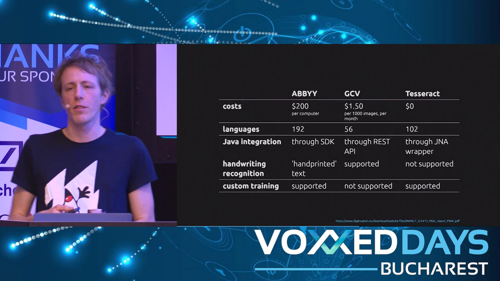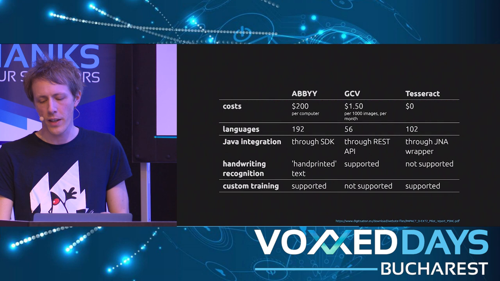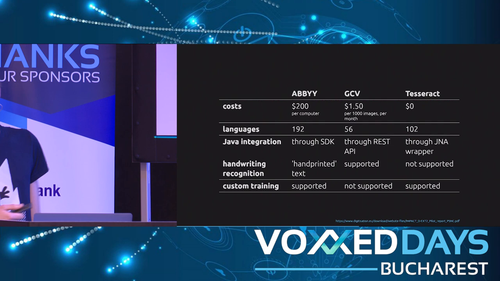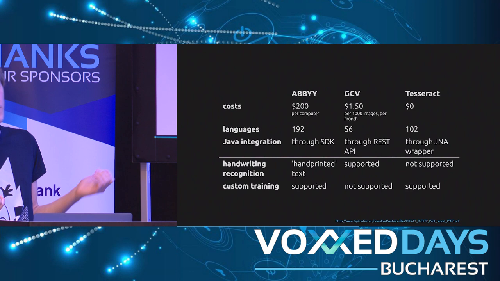So custom training is if you plan to use a very specific type of font or a specific type of words, for example, professional jargon that isn't on the internet anywhere, then you need to retrain your OCR tool. It's quite sophisticated, but the only solution that doesn't support this is the Google Cloud Vision API, and the other two support custom training. So if you need this, you know which one you have to choose.